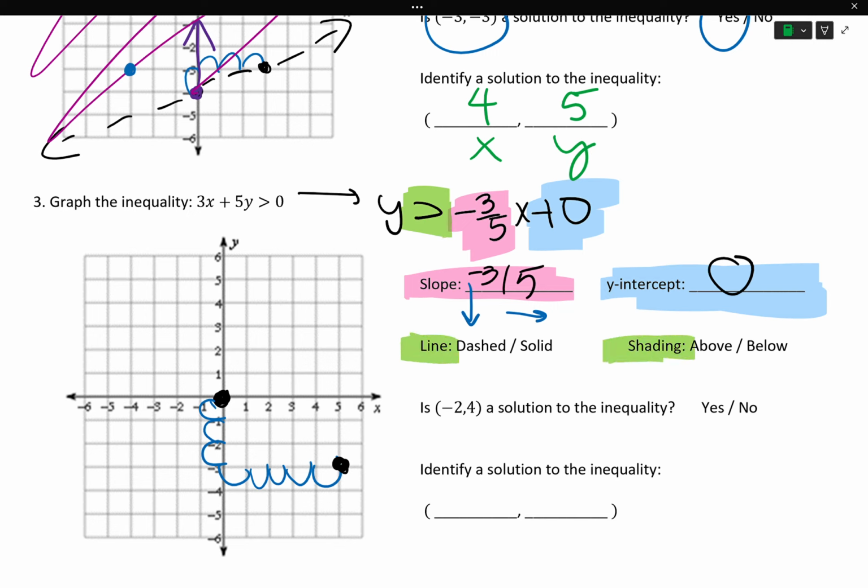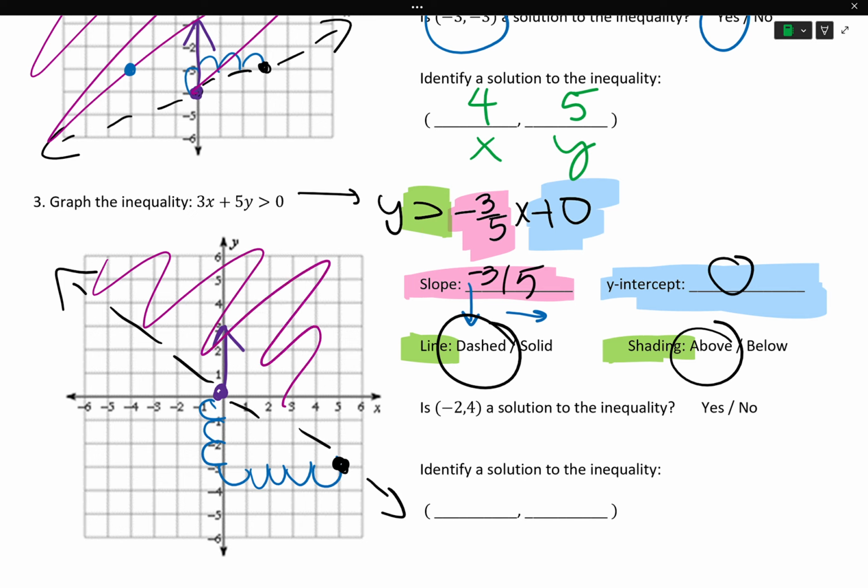Now let's decide whether we have a solid or dashed line and where we're shading. Okay, so the line. The symbol does not have a solid line underneath it, therefore the line is dashed. Cool. Y is greater than, so that means we're shading above. I'm going to draw a line going straight up from the y-intercept. There we go. That means I'm shading this area right here.